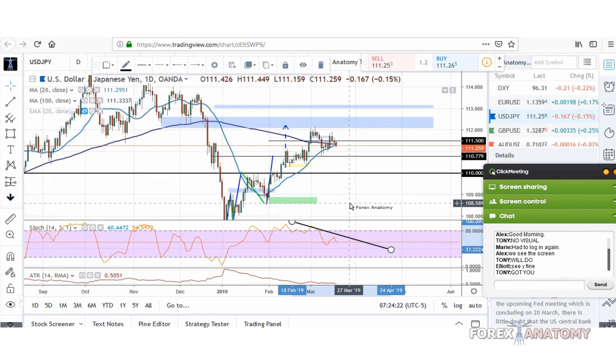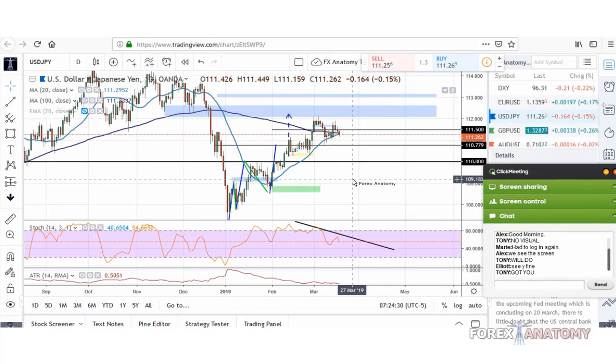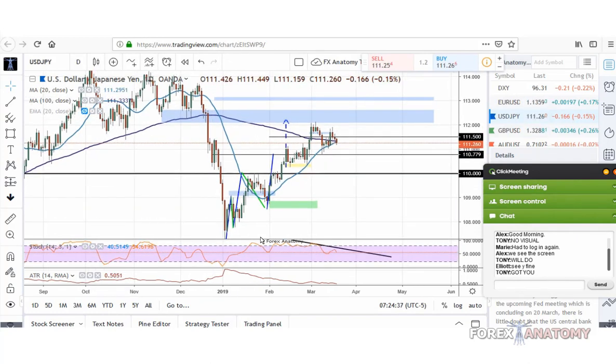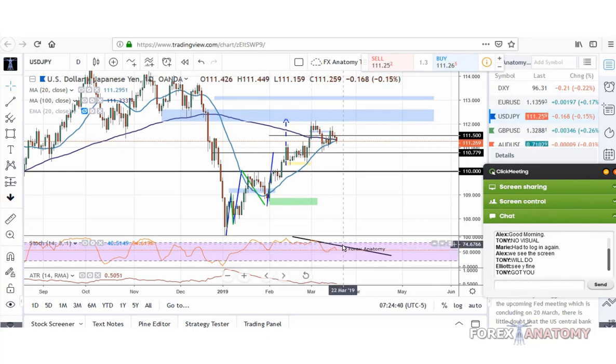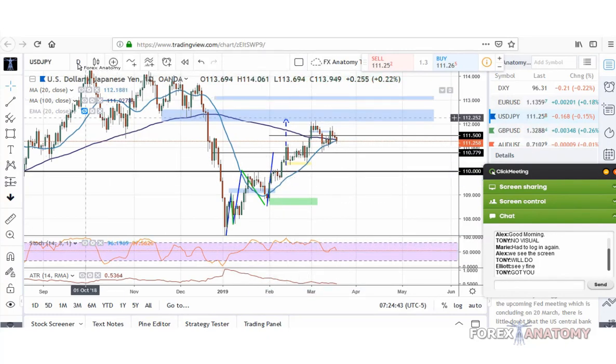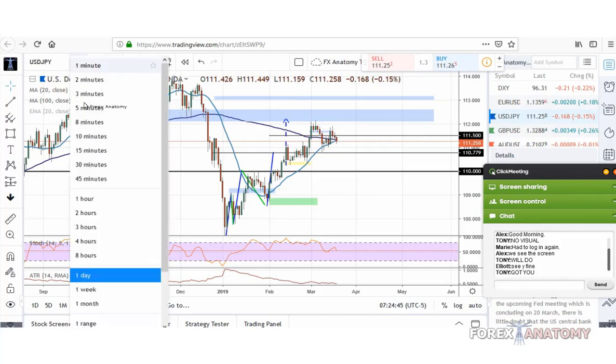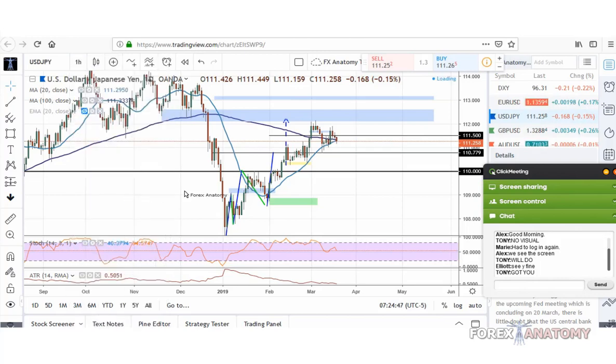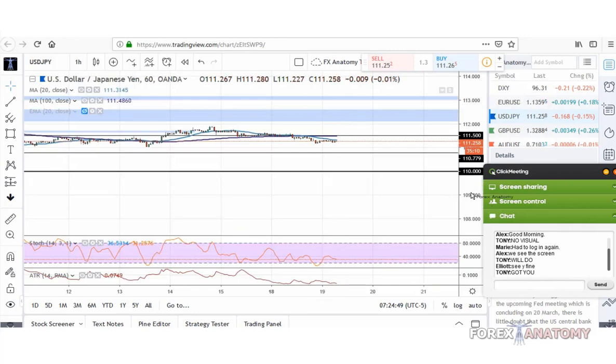But what we're going to do right now is drop down to a smaller time frame. Let me do that right now. I could get rid of this line right here because I don't really need it. Okay, so then we can drop down to a smaller time frame. Let's drop down to the hour.